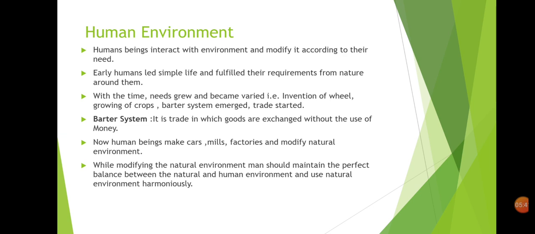Now, as we proceed, with the progress of human beings, they have started making cars, mills, factories, and modified the natural environment. You know the natural environment, I'll refer you back to the lithosphere. Land has been used for settlement. It is used for building factories, bridges, roads for transportation. This is how man has modified the natural environment. Now, while modifying the natural environment, man should maintain the perfect balance between the natural and human environment and use the natural environment harmoniously.